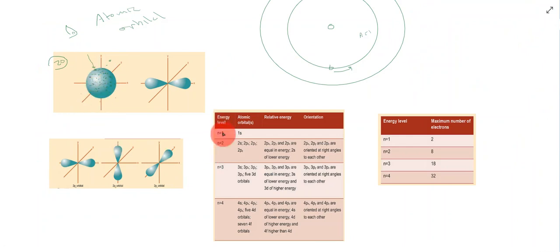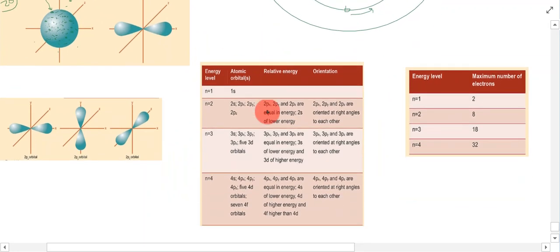Then when you start to look at these orbitals, if we have a look at this table here, you can see we have the energy levels here. Remember, when we looked at these, you have these discrete energy levels.